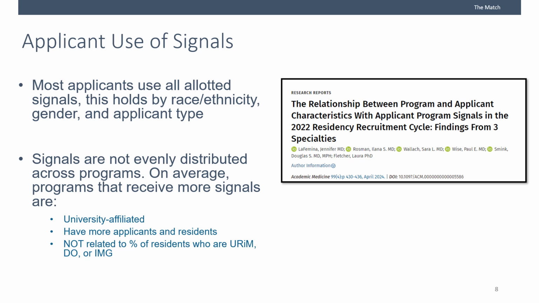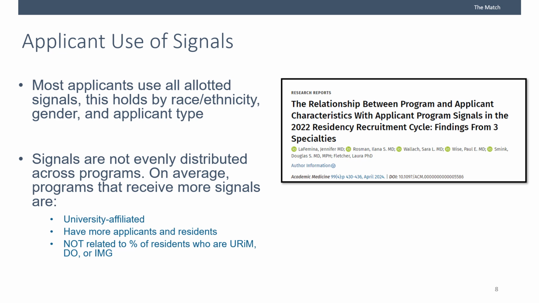In a 2023 cycle survey of applicants, 80% of respondents reported their signals expressed their genuine interest at the time of applying. Most applicants utilize the maximum number of available signals in their respective specialties, regardless of the signaling approach. There were not substantive differences in the number of signals sent based on applicant race, ethnicity, or gender.